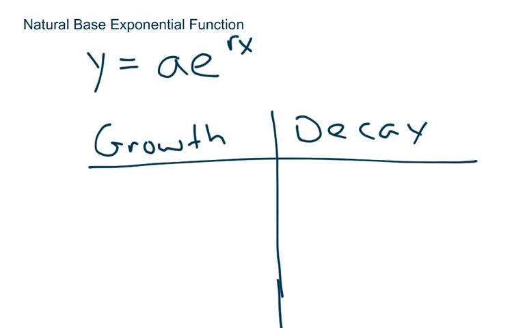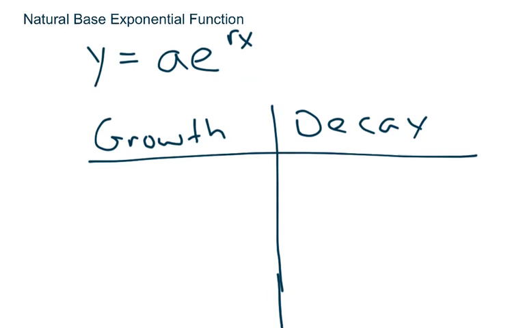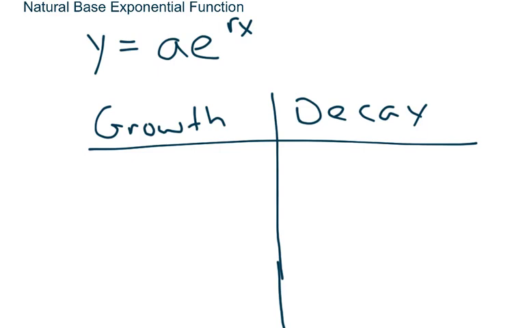If we were going to graph something, this function here is what we're going to use. y equals a times e to the rx. So we got a new variable. r is just a number that we're going to be multiplying x by. But it's an important number because it helps determine whether the exponential function we're working with is a growth function or a decay function.